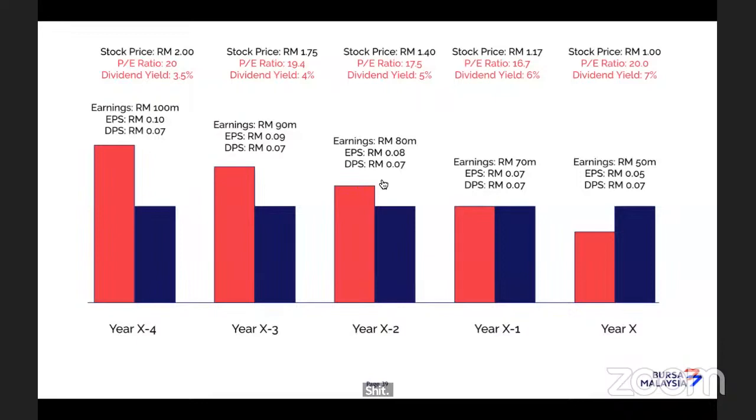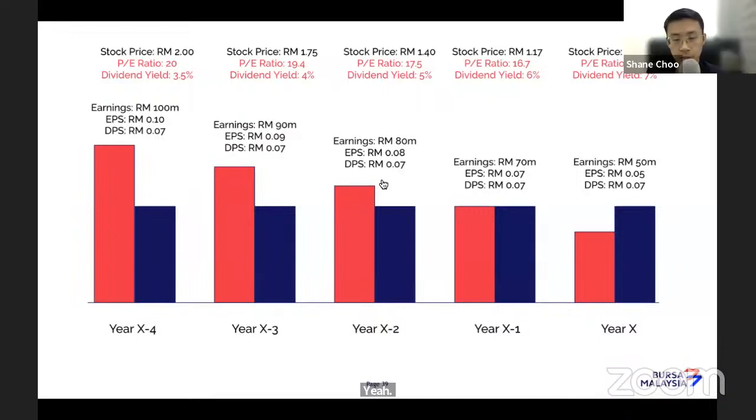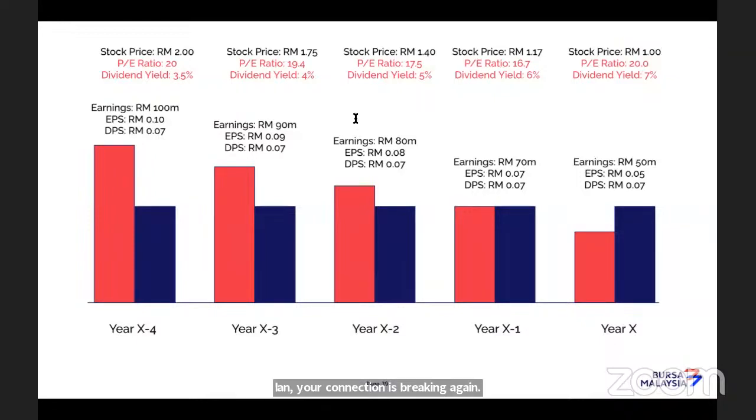Initially, something is weird. Okay. Ian, your connection is breaking again. Suspicious. All right. Can buy. Trap. Type in trap. Okay. So let me just repeat myself again. Based on the information given, how many of you say that this is actually can buy? Just type in buy. And how many of you are saying that this is a trap? Then just type in trap.